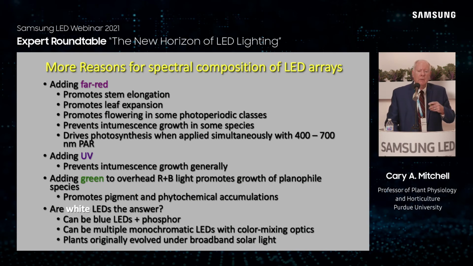Recently, it's been found that 700 to 800 nanometer radiation, far red, also stimulates photosynthesis, but not when it's applied alone. It has to be applied in combination with shorter wavelengths of the PAR, the 400 to 700.